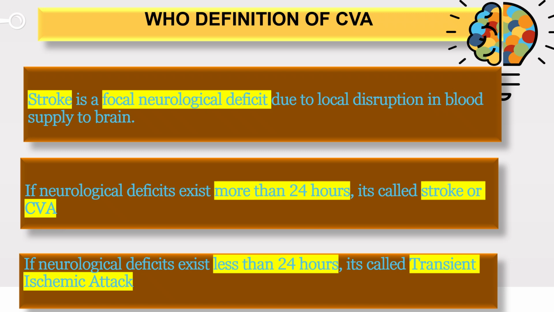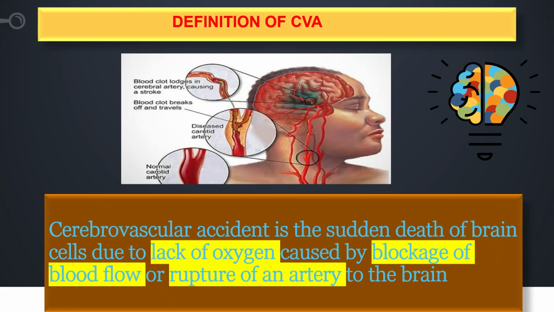What is the WHO definition of CVA? The WHO definition says that stroke or CVA, cerebrovascular accident, is a focal neurological deficit due to what? Due to a local disruption in the blood supply to the brain. If the neurological deficit exists for more than 24 hours, it is called stroke or CVA. If it is less than 24 hours, you will hear a term called TIA, or transient ischemic attack.